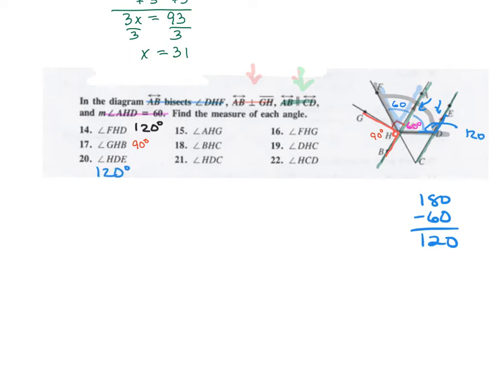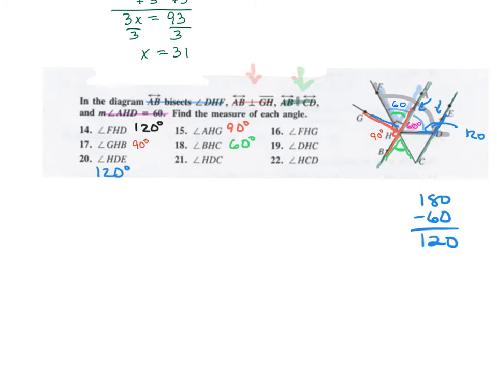The next one is AHG. Again, AHG is already labeled for me because of the perpendicular lines. Go ahead and do this in red. So AHG is 90 degrees. The next angle is BHC. So BHC is right here, and it's vertical to this one, so that's 60 degrees.